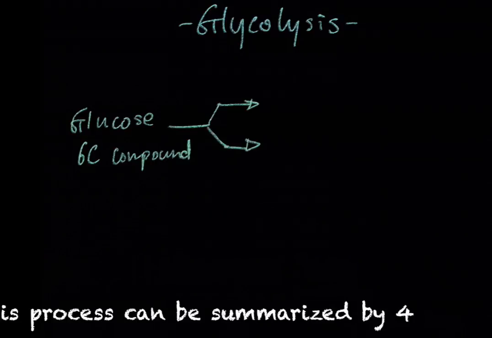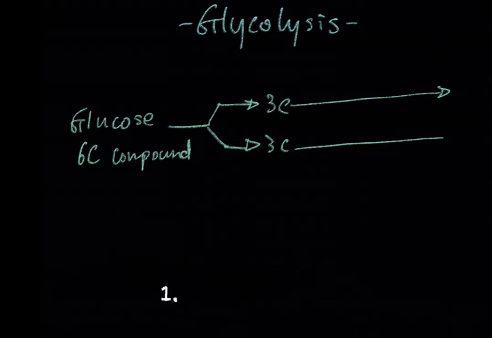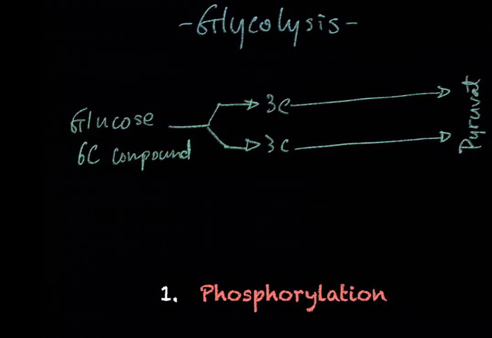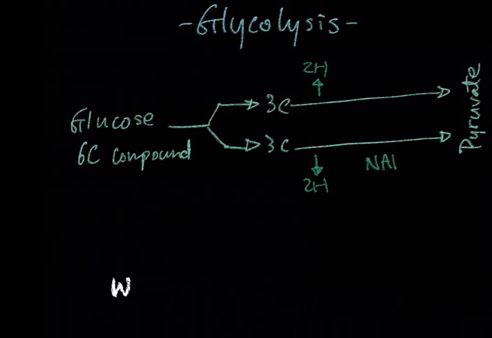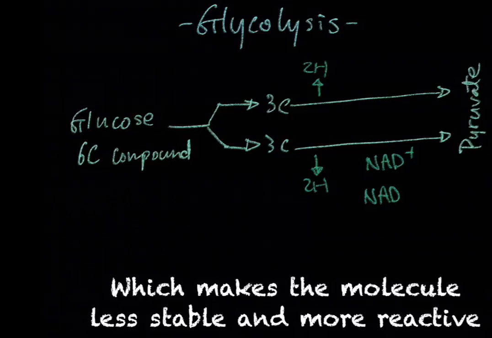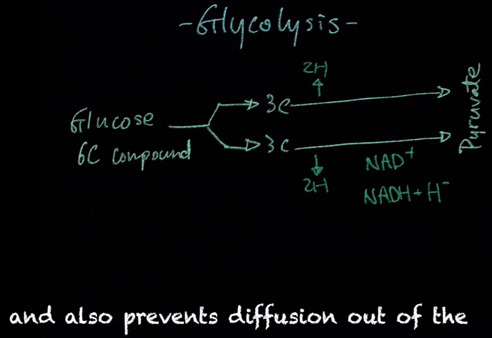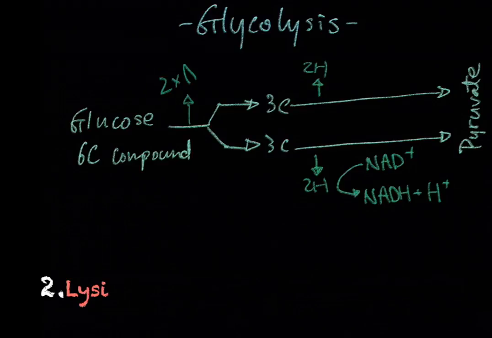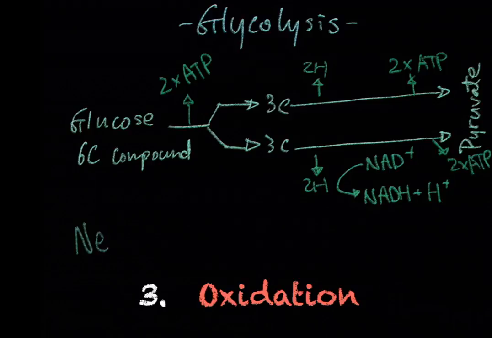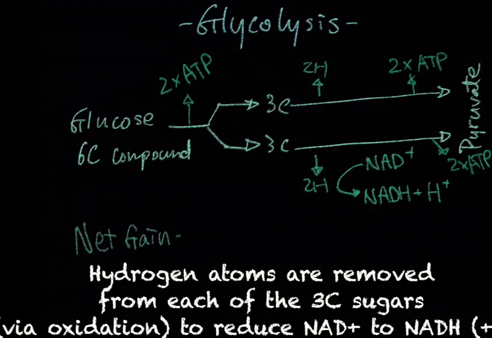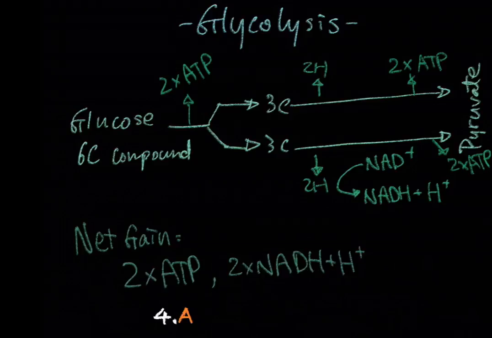This process can be summarized by 4 key points. First one is called phosphorylation. A hexose sugar is phosphorylated by 2 molecules of ATP, which makes the molecule less stable and more reactive, and also prevents diffusion out of the cell. Next one is called lysis. The hexose biphosphate is split into 2 triose phosphates. Next one is called oxidation. Hydrogen atoms are removed from each of the 3-carbon sugars to reduce NAD+ to NADH plus H+. Finally, ATP formation.